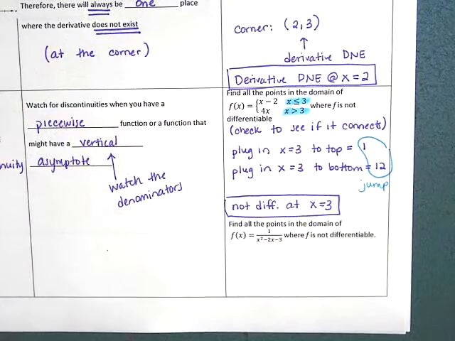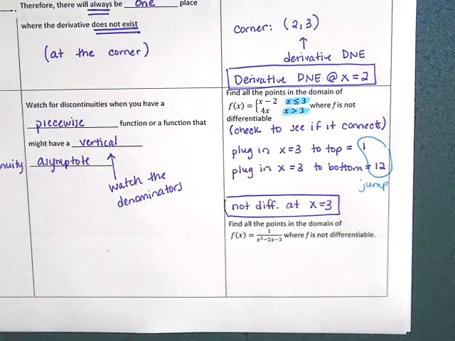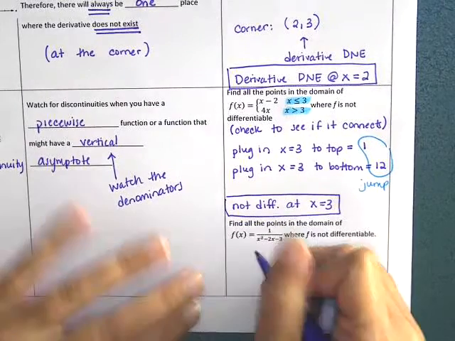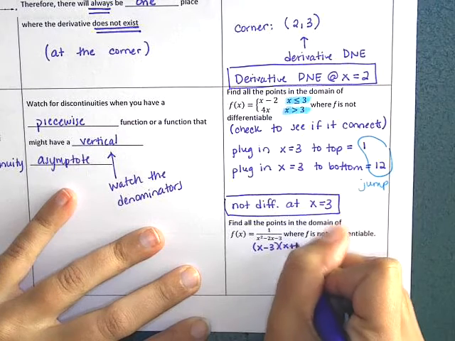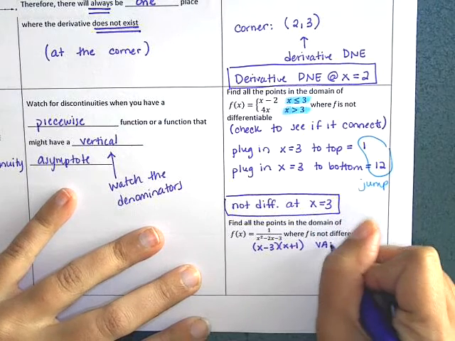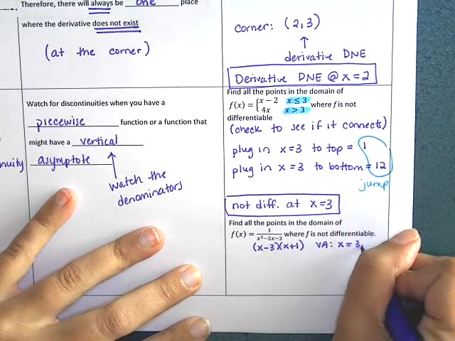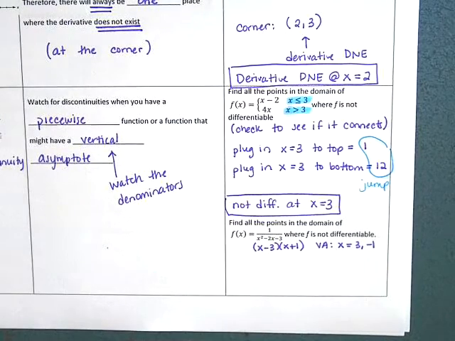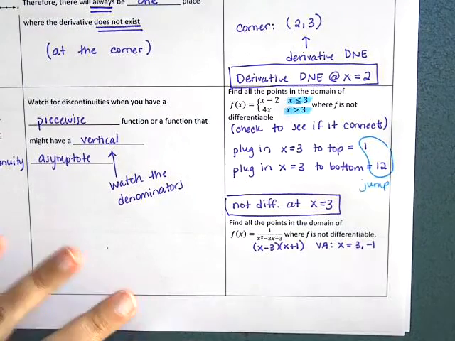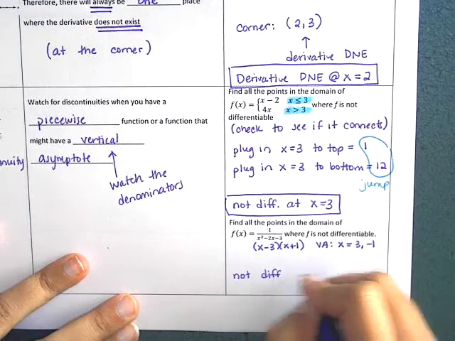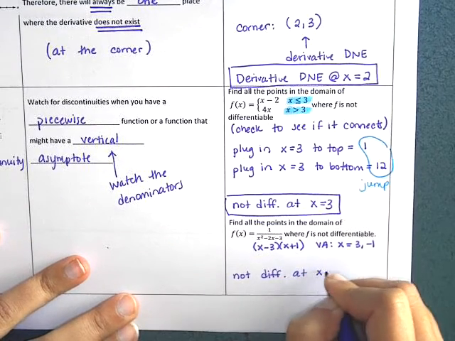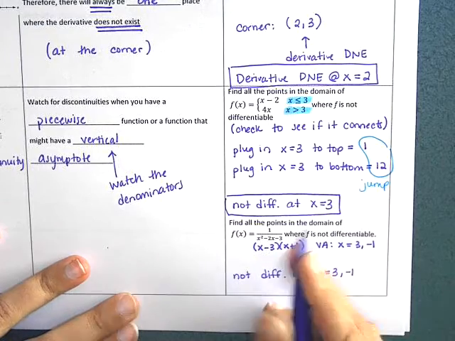Next, the second option where there might be a discontinuity of some kind is when there's a fraction. So if I factor this denominator, I would get x minus 3 times x plus 1. Because there are going to be vertical asymptotes at 3 and -1, that is an infinite discontinuity. So we would say that we are not differentiable at x equals 3 or -1.